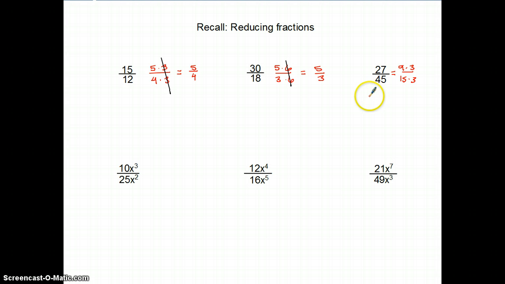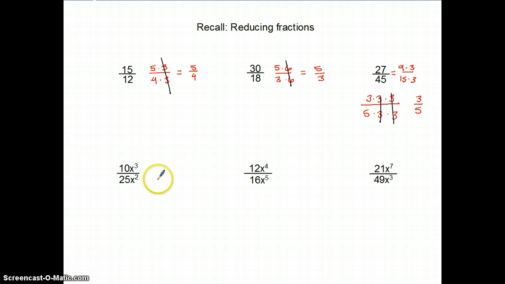So I'm going to write 9 as 3 times 3, and I still have another 3 after. 15 I can rewrite as 5 times 3, and I still have another 3 following. So now I'm going to cross out both 3's that repeat, leaving me with a 3 in my numerator and 5 in my denominator. So in this case, I was able to cancel out more than simply one factor.